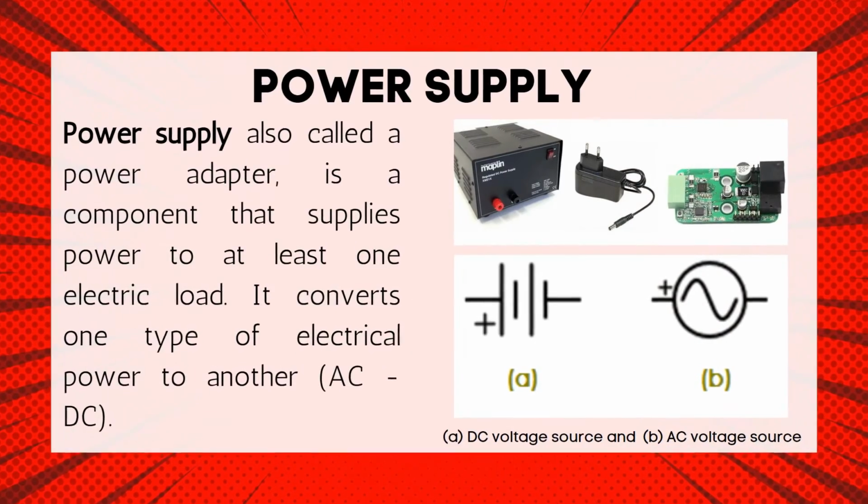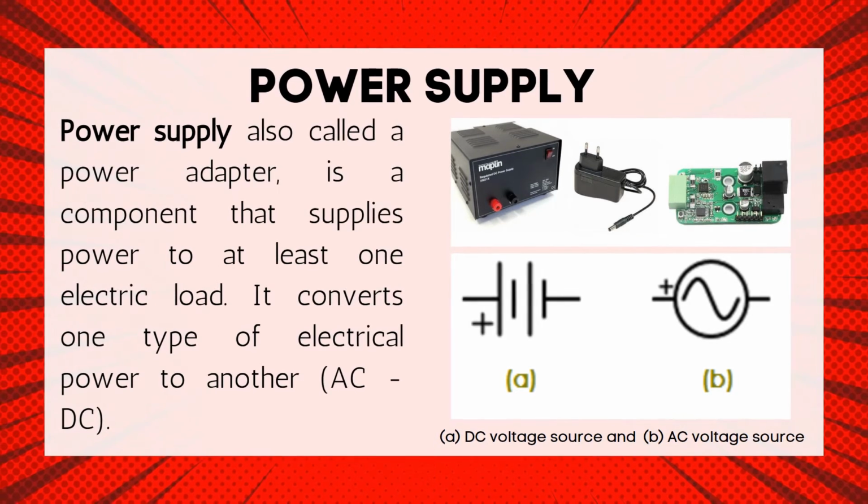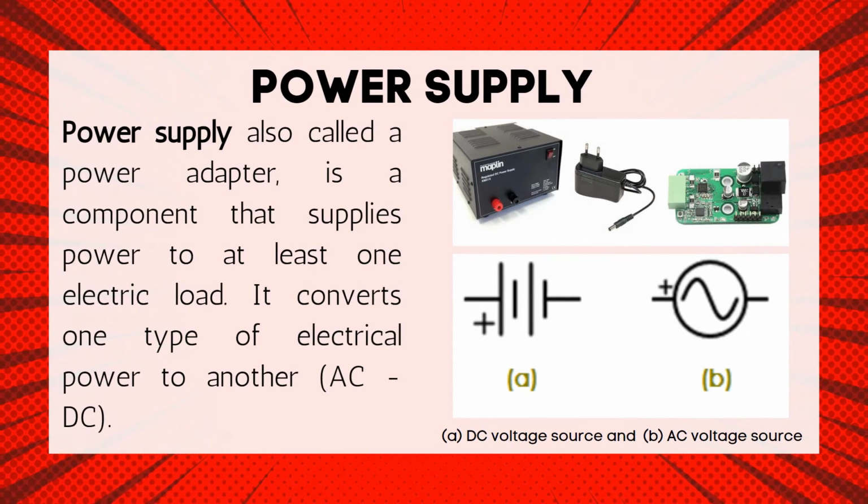Power supply. Power supply is called power adapter. It is a component that supplies power to at least one electric load. It converts one type of electric power to another. It could be alternating current to direct current. So, letter A is a direct current voltage source and B is an alternating current voltage source.